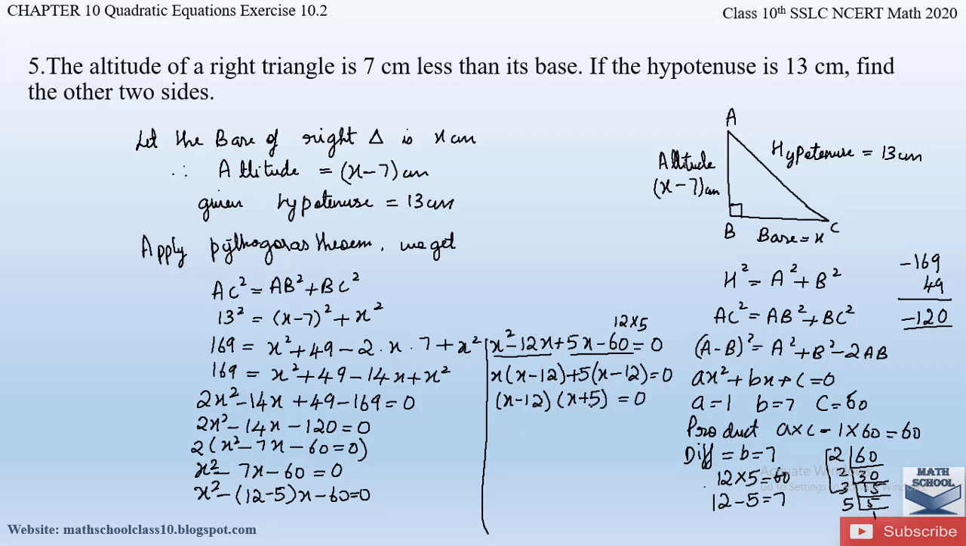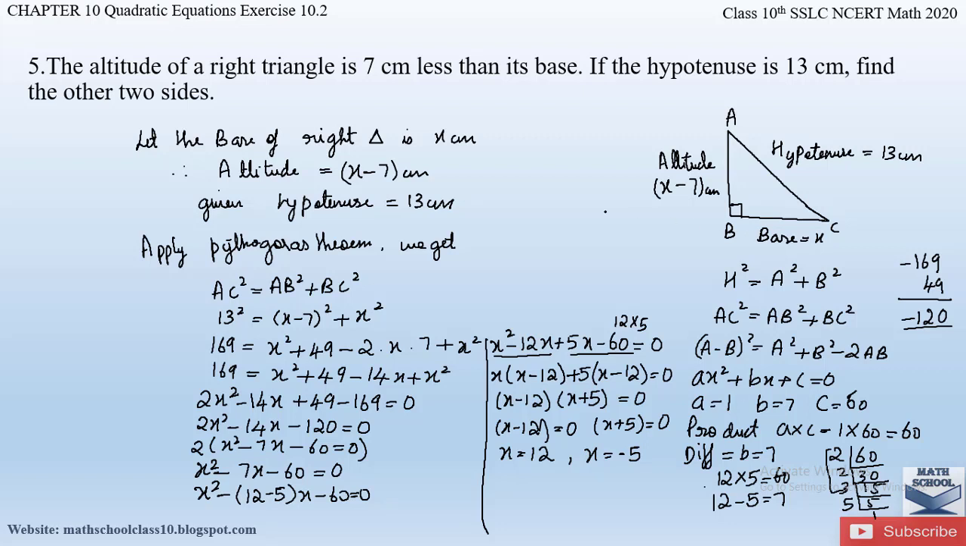Now let us equate each of these terms to 0, that is x minus 12 is equal to 0 and x plus 5 is equal to 0. Therefore we are going to get the values x is equal to 12 and x is equal to minus 5.